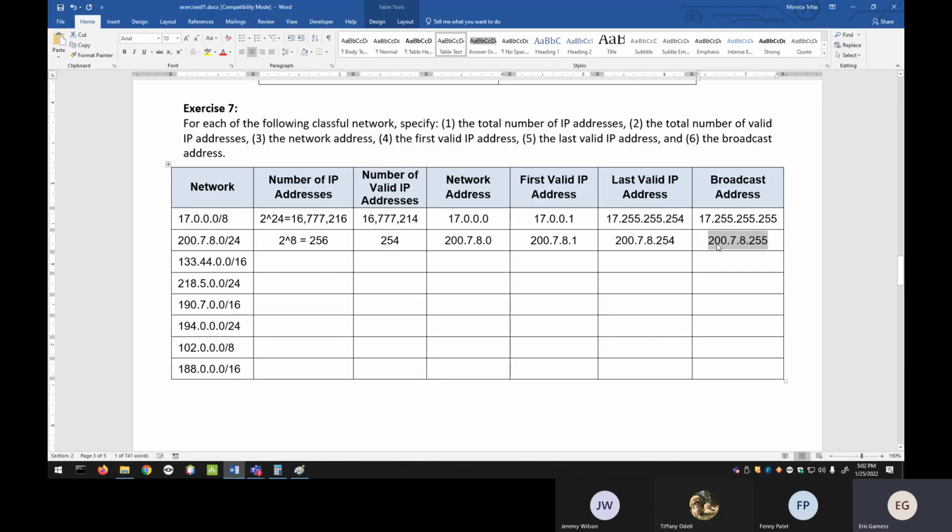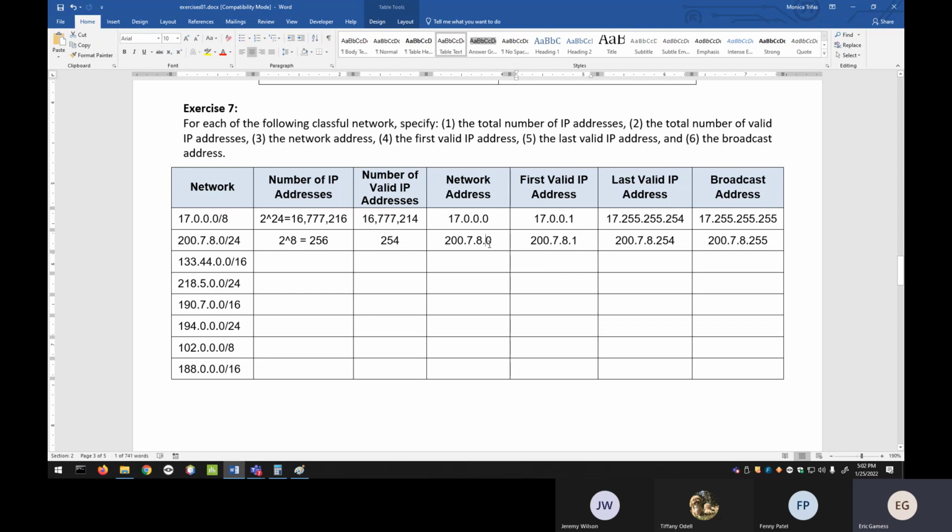So we come back to what we said here. The broadcast address is 200.7.8.255. The last valid IP address, how do we get this 254? Here there are 8 bits. I put 7 of them in 1, and the very last one in 0. How do we get this one? Here we have 8 bits for the host part. So we put 7 of them in 0 and the last one in 1.